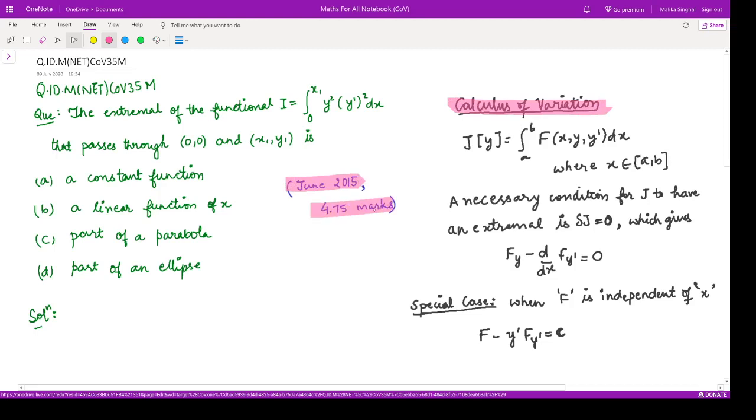4.75 marks. The question states that the extremal of the functional I equal to integral from 0 to x1 of y square y dash square dx, which passes through the point (0, 0) and (x1, y1), is: a constant function, a linear function of x, a part of a parabola, or a part of an ellipse.